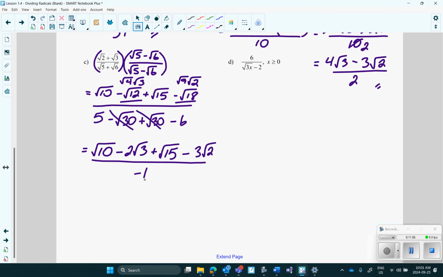Can't collect anything up top because all of the numbers under the square root signs are different. But I can simplify it a little further. Just like if this was 1, you just take it out, right? Well, if it's negative 1, you got to change all the above to negative, and you can take the denominator out. So it becomes minus root 10 plus 2 root 3 minus root 15 plus 3 root 2. And that's as far as you can go.